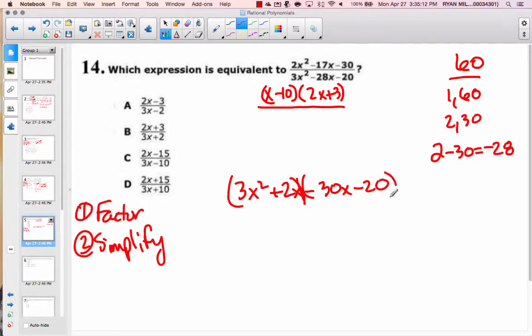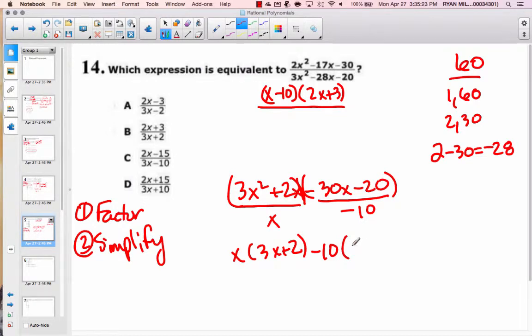Pull out an x here. So I'll have x times 3x plus 2. Pull out a negative 10 here. So I'll have negative 10 times 3x plus 2. So on bottom, I'm going to have x minus 10 times 3x plus 2. I factored. Now I'll simplify by canceling what matches, which is this and this. So I get 2x plus 3 over 3x plus 2. I get b.